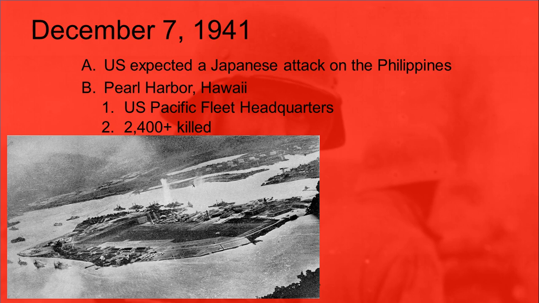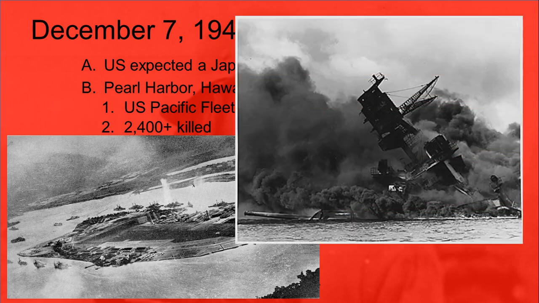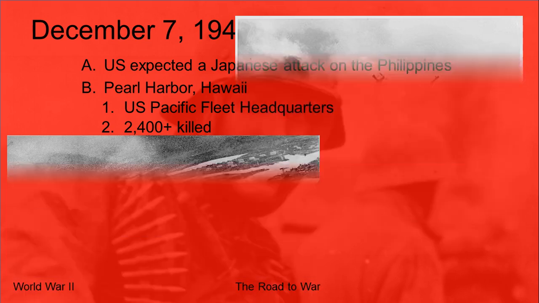Over 2,400 American sailors, soldiers, and airmen were killed, along with a few civilians. The fleet was heavily damaged. You see here the remains of the USS Arizona, which still remain sunk at Pearl Harbor.